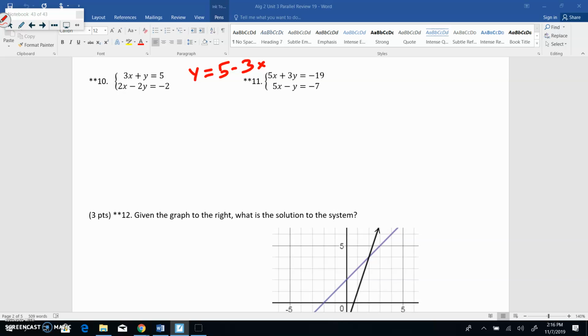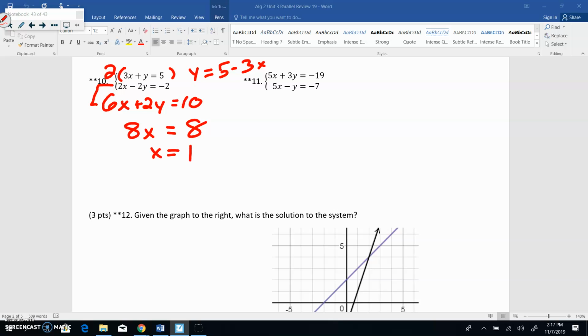So personally, I'm going to eliminate here. I see I've got a negative 2y and a positive y. So what I'm going to do is take this top line and multiply it by 2. If I do this, I end up with 6x plus 2y equals 10. Okay, I'm going to use these two lines and add them together. Okay, 6 plus 2 is 8. Okay, negative 2 plus positive 2 is my elimination. That's my cancel. Negative 2 plus 10 is 8 as well. So x is going to be 1.